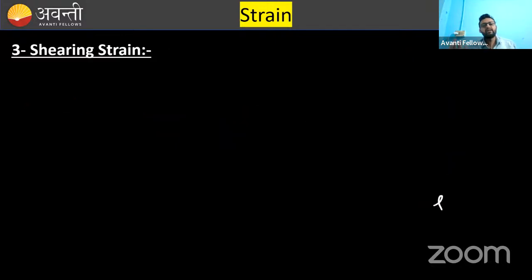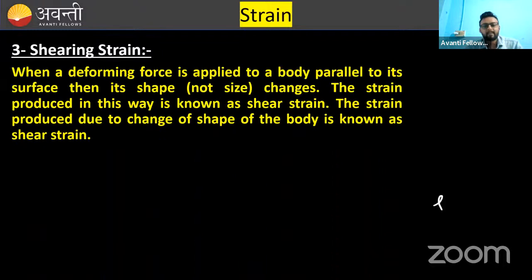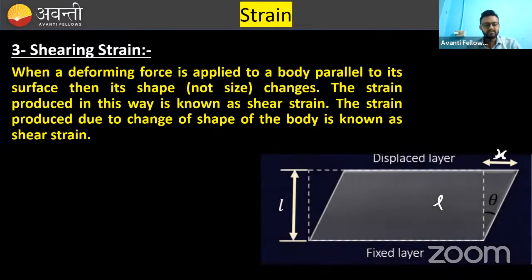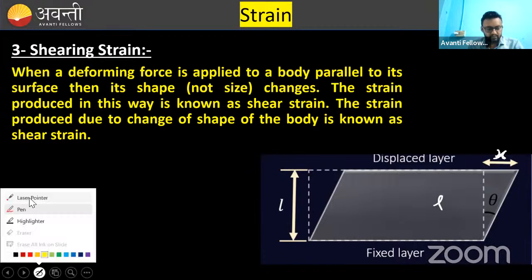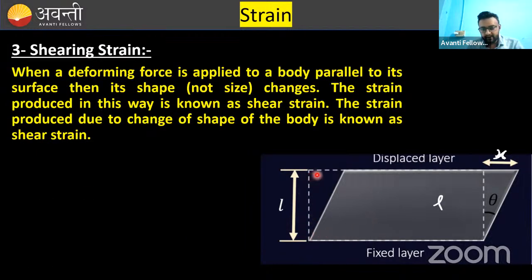Next is shearing strain. What is shearing strain? The strain corresponding to shearing stress. Have a look at the diagram first. This is the diagram. These dotted lines, let me take a laser pen, are representing the original body. Clear? This is the original body.